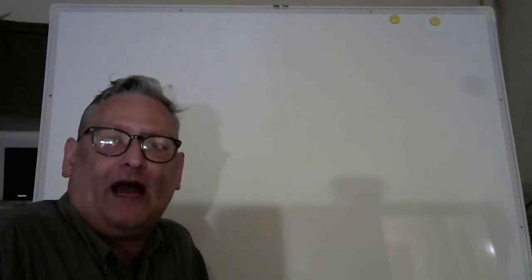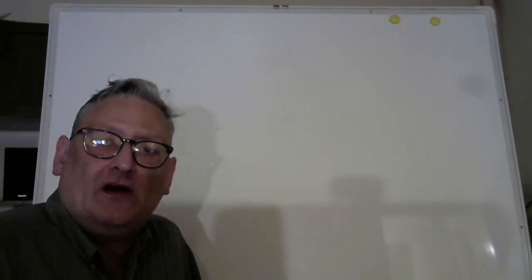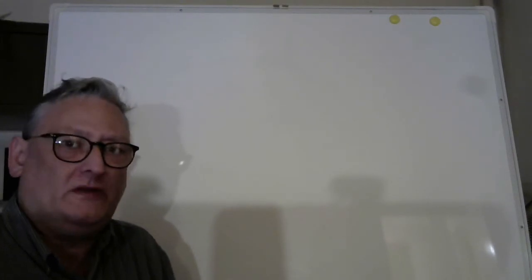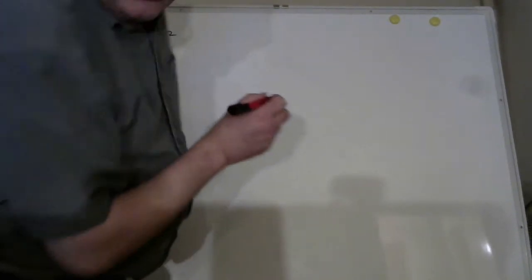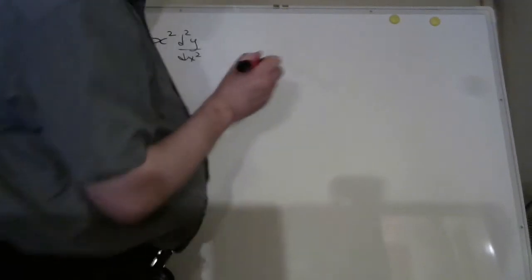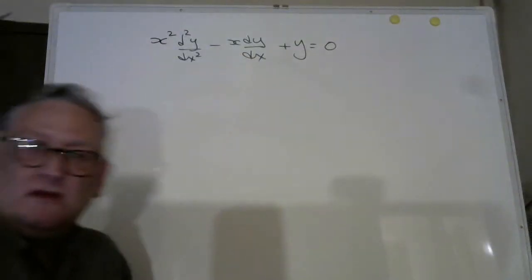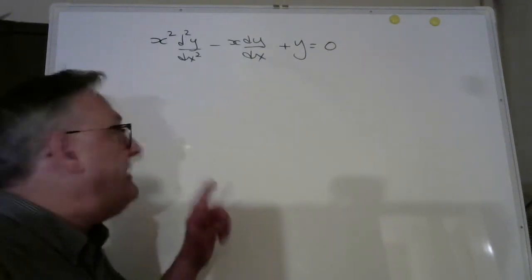Hello, in today's video I'm going to show you how to solve a Cauchy-Euler equation, but one that has a repeated root. So it's a second order linear differential equation, but one that does not have constant coefficients. In this particular example we have x squared d squared y by dx squared minus x dy by dx plus y equals 0.